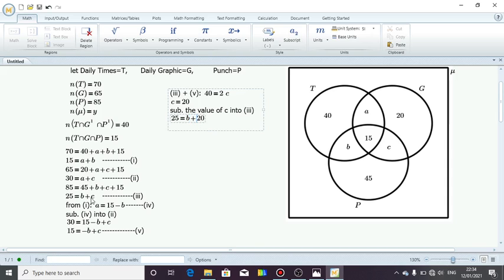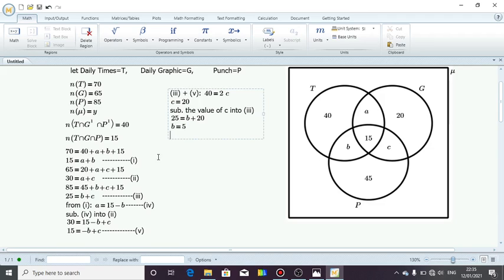So without wasting time, b is what now? If you collect like terms, b is going to be equal to 5. So 25 minus 20 is 5. So you settle that. Now that we know our b and c, a can be known now.